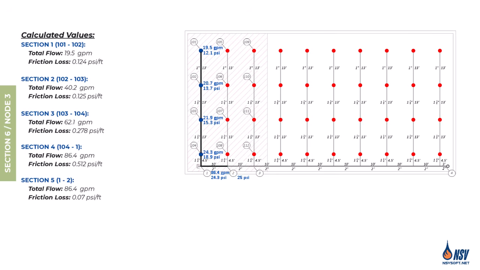In this step, we need to determine the pressure at Node 3. To do that, we first calculate the flow rate through Section 6, which lies between Nodes 2 and 3. This section supplies both the first and the second branch lines. From previous steps, we know the flow rate of the first branch line is 86.4 gallons per minute.